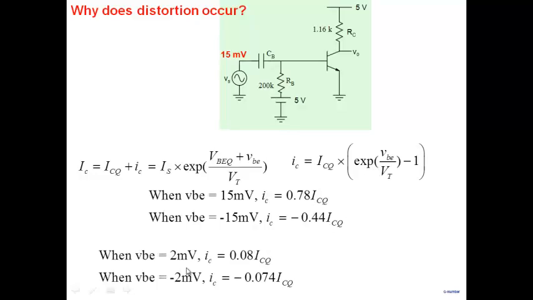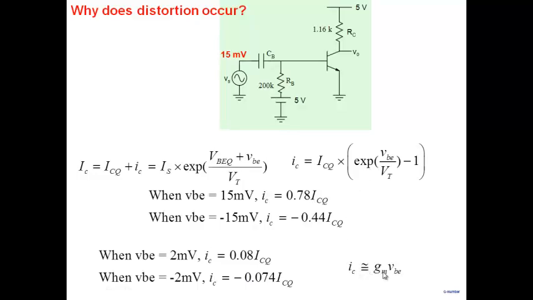On the other hand, suppose I had applied 2 millivolt, then IC would have been 0.08 ICQ, and on the negative side it would have been 0.74. Now it's much closer. Distortion is much less. So the source of distortion is this exponential relationship between the collector current and the base emitter voltage. That's the source of distortion. Okay.